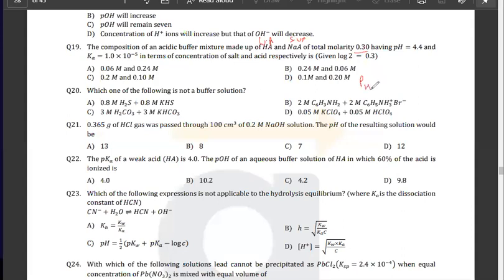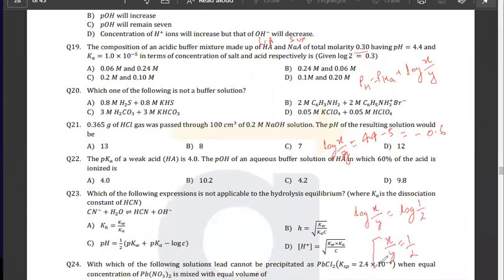We can say that pH is equal to pKa plus log salt by acid, so I'll just write x by y, okay? So from here, log x by y is equal to pH minus pKa. pH is equal to what? Tell me. 4.4, right? pKa is equal to what? 5. So 4.4 minus 5 is minus 0.6. And we know that minus 0.6 is nothing but log 1 by 2. So I can say that log x by y is equal to log 1 by 2. x by y is equal to 1 by 2. Right, everyone? Tell me yes or no.